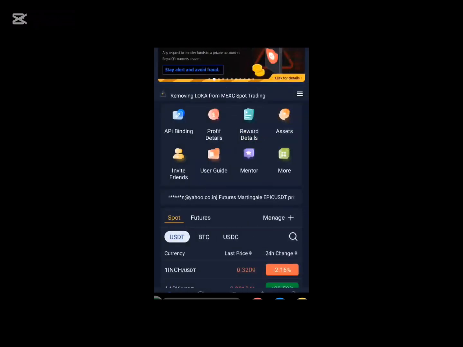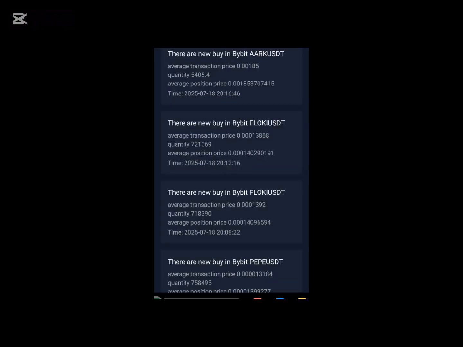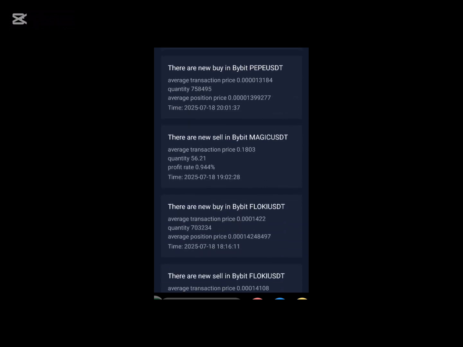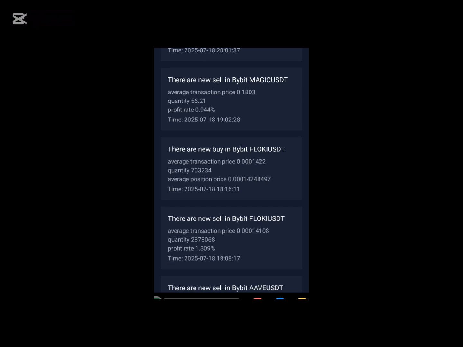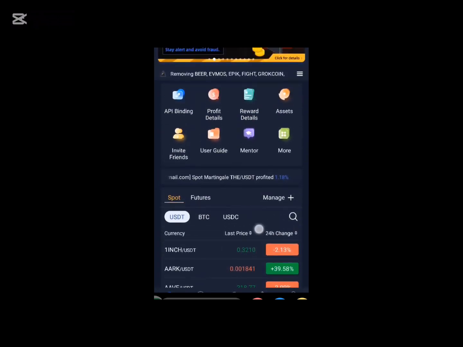So these are the profits you will see. Whenever the robot brings profit, if the robot buys, it will notify you here, in the order message. You will see that there is a buy in ARC, a buy in Flock, a buy in Flocky, a buy in PEP, a sell on Bybit in Magic. You will see the notification. That is for that, by the way.